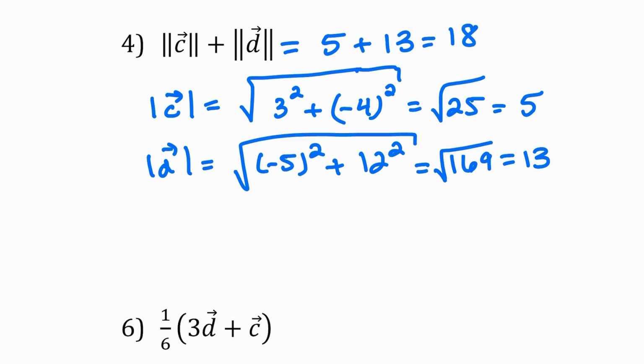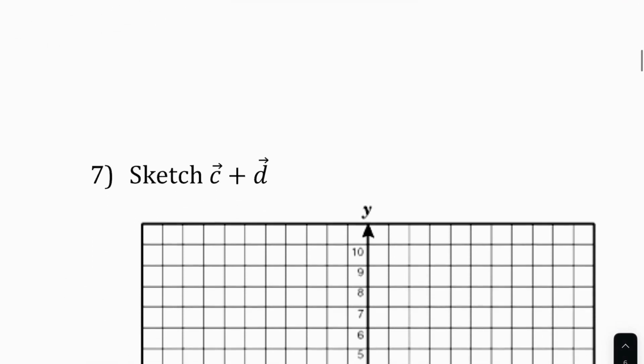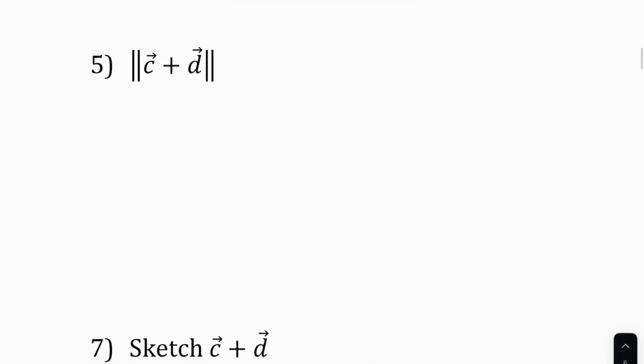If you add those up, you get 18. So that's the magnitude of vector c plus the magnitude of vector d. But something's a little different with this one. Number 5 is asking us to find the magnitude of vector c plus d, which we did earlier. The addition of vector c plus d is just negative 2, 8.